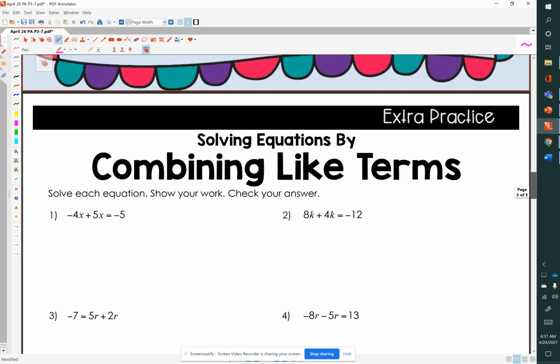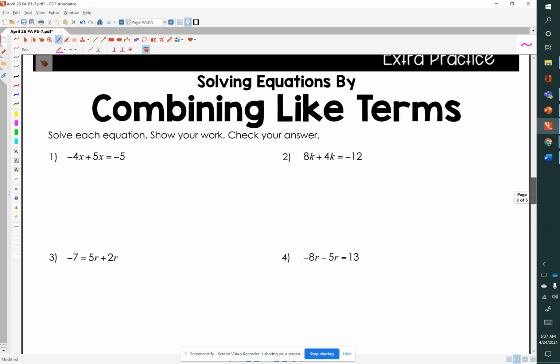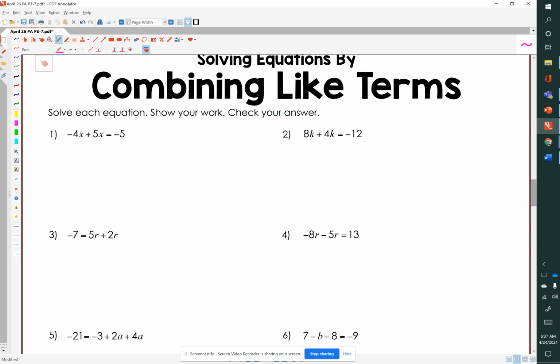Now, today we're combining like terms to solve equations. Remember, terms can either be numbers or variables, but they have to be the same variable or combination of variables with the same exponents. So here we have negative 4x plus 5. Those are like terms, so we can combine those. Negative 4 plus 5 equals 1, so that would be 1x. That becomes an invisible 1x equals negative 5. And when we have x equals a number, our work is done. Not negative x, it has to be positive x.